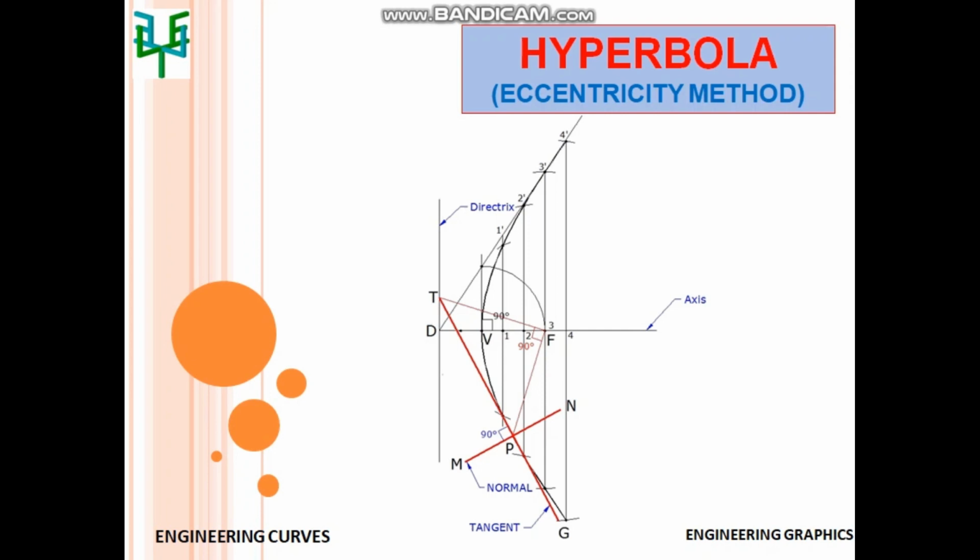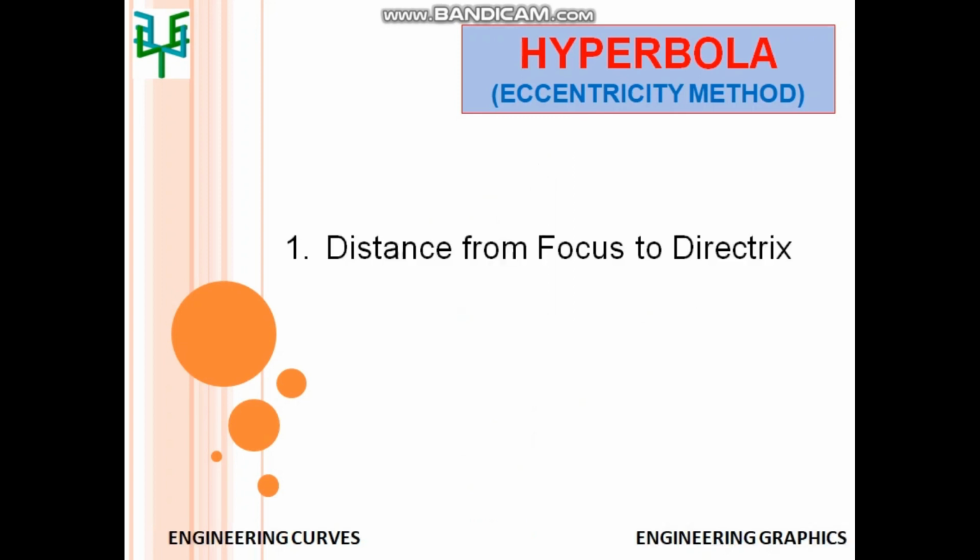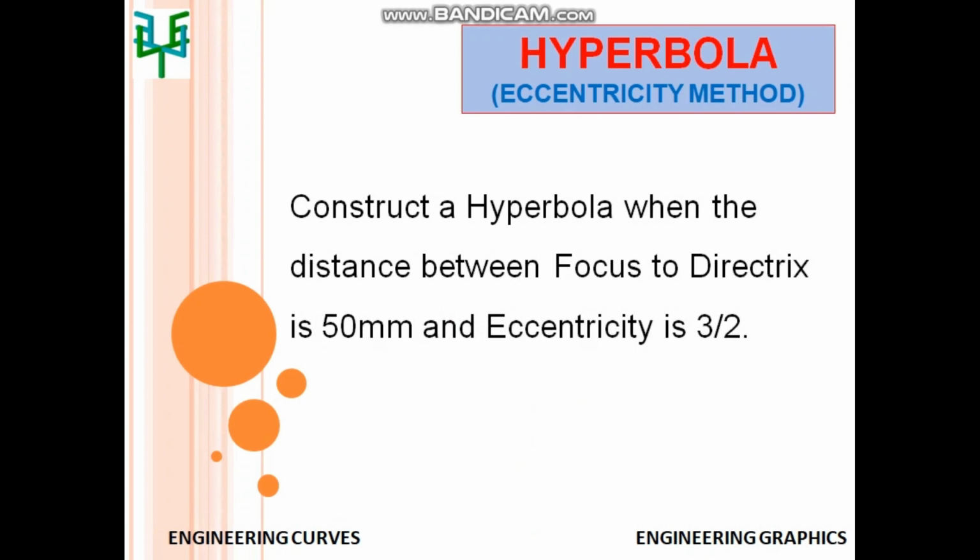In this video, we are going to discuss the construction procedure of a hyperbola. For constructing a hyperbola, the distance from focus to directrix and the eccentricity ratio are required. Let us see a problem. Construct a hyperbola when the distance between focus and directrix is 50 mm and the eccentricity ratio is 3/2.